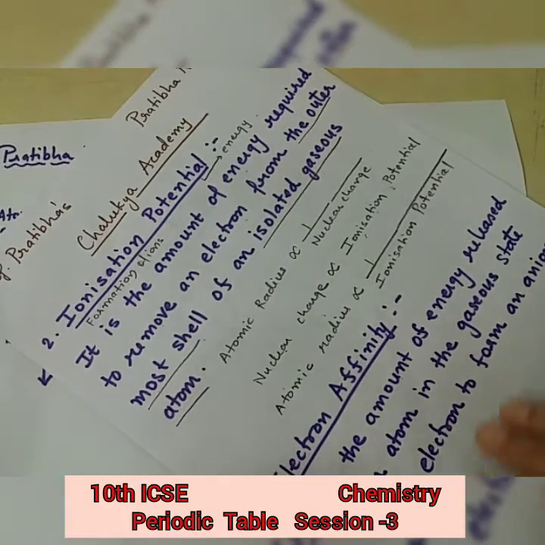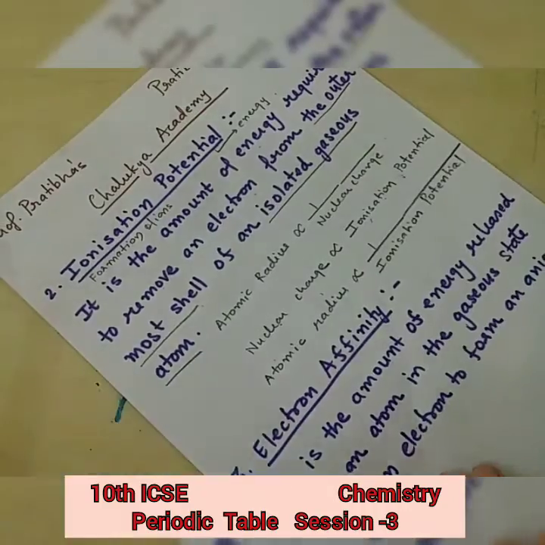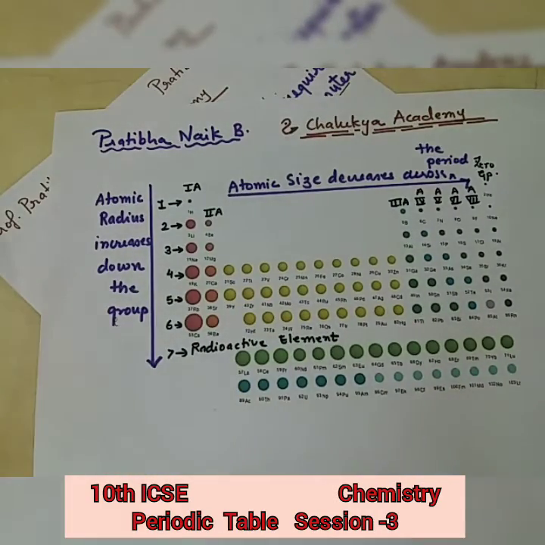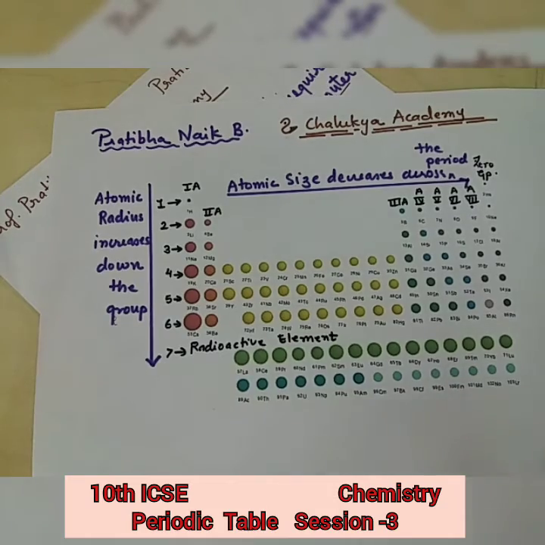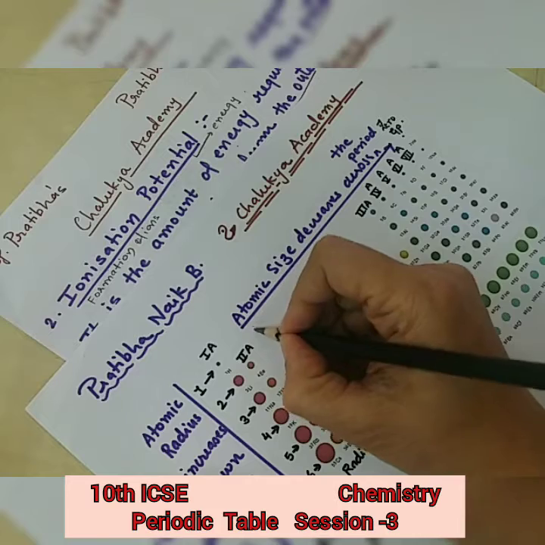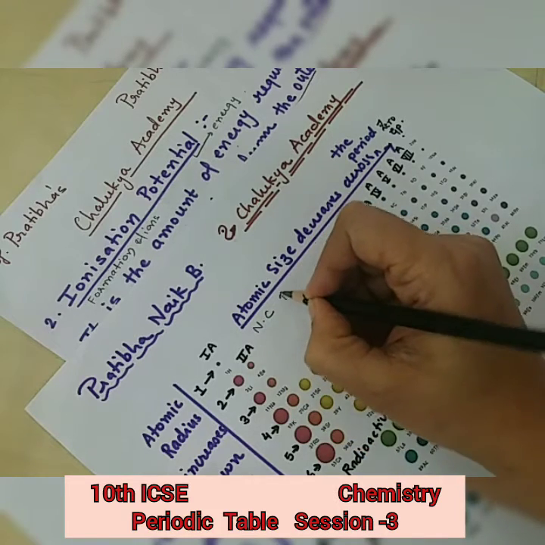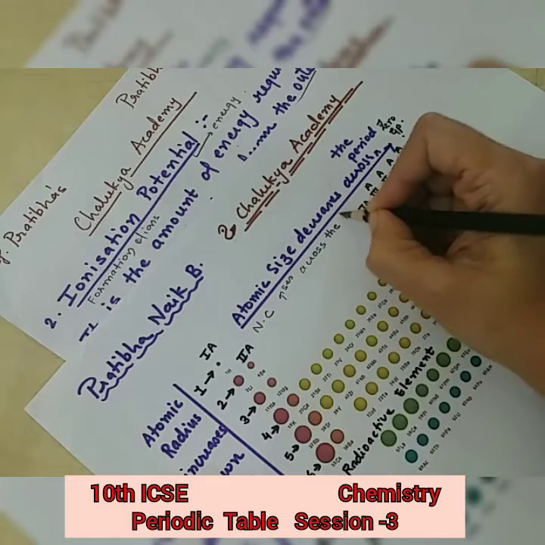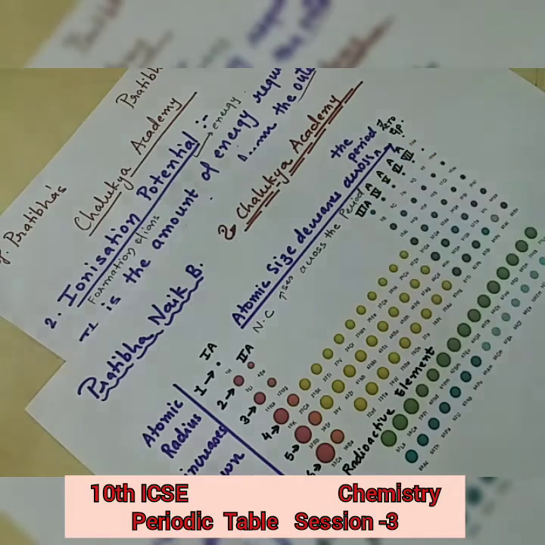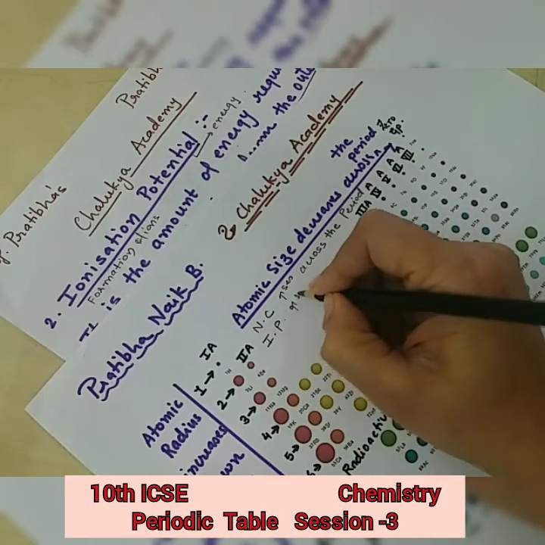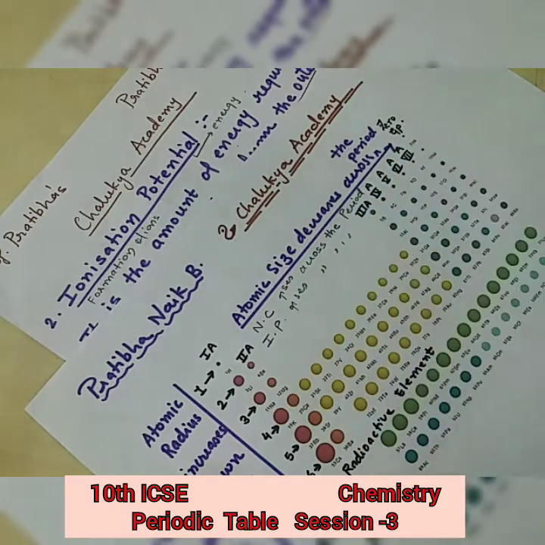Okay, so again we can come to this chart. In the chart itself we are going to write each and every property, how the properties are changing. So here atomic size decreases, so definitely nuclear charge increases across the period. And if the nuclear charge increases, definitely ionization potential increases across the period.